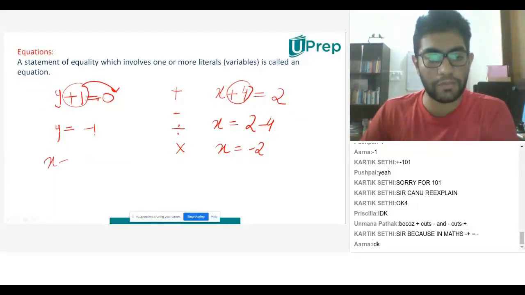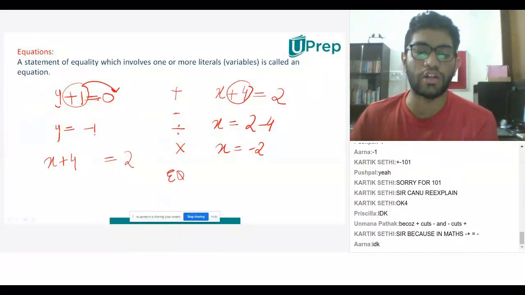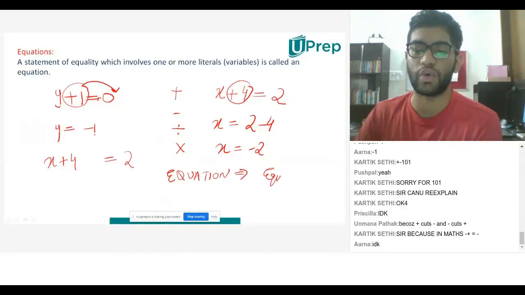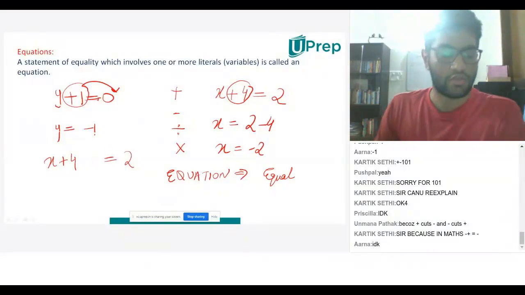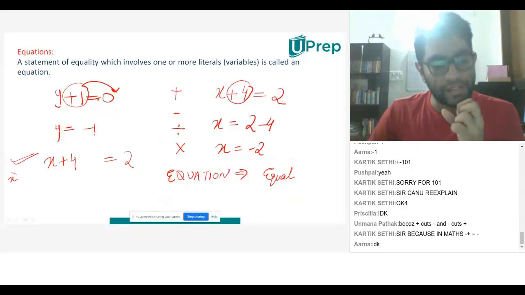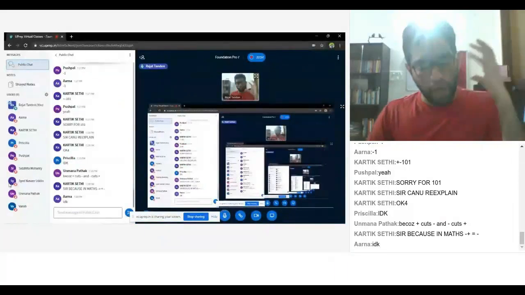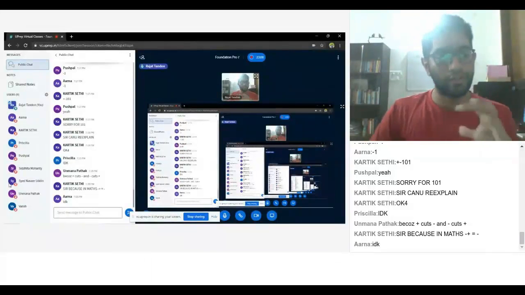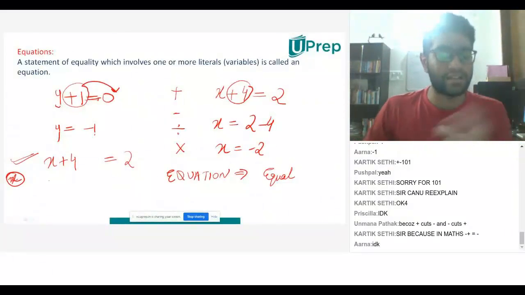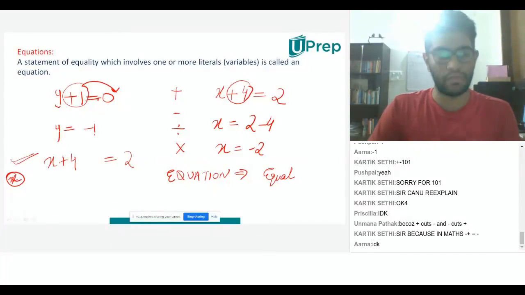If I say x plus 4 equal to 2, what are we studying? We are studying something called equations. That means two things have to become equal. In this equation, what are we trying to find? We are trying to find the value of x. Because x is troubling us. We want to know what his value is. So we're trying to find what x is equal to. Now, how do I balance this? X has plus 4 with him. I do not want that plus 4 with him.